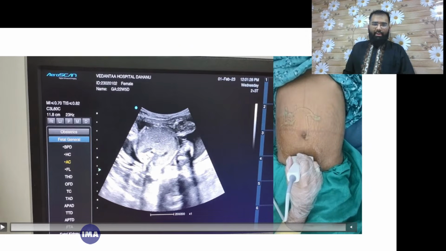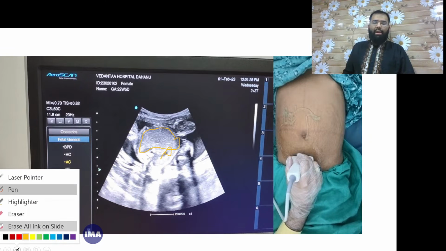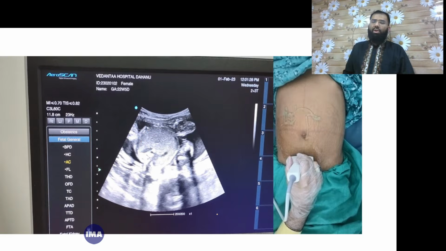This on the right side, like the liver. So this is the liver. Stomach bubble lies here, and now these two organs are to be identified, and situs is to be determined, whether it is situs solitus or not.